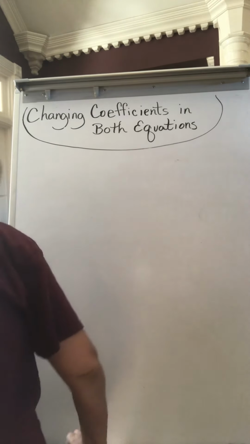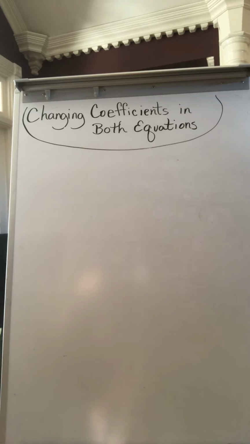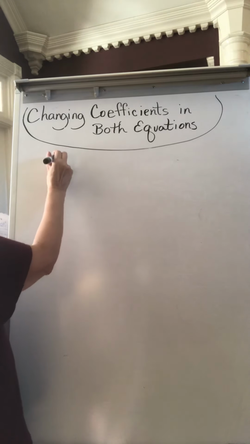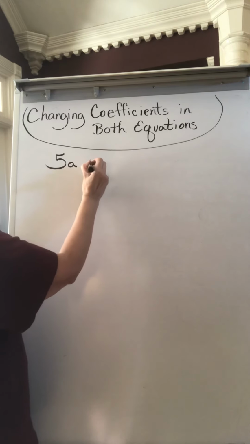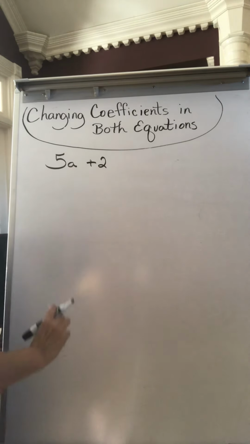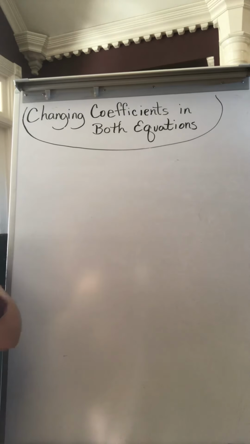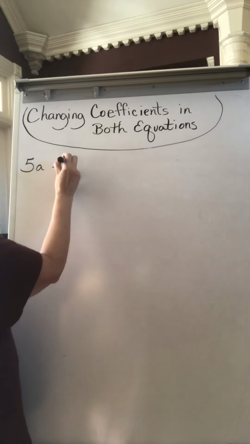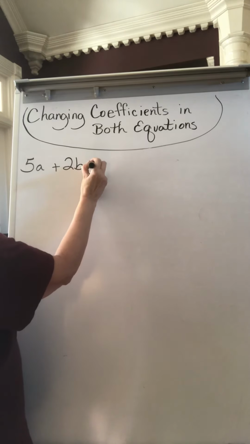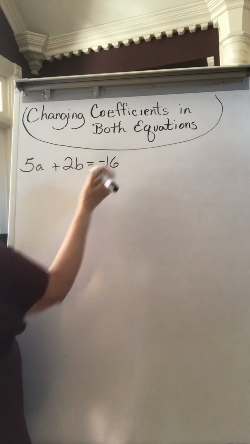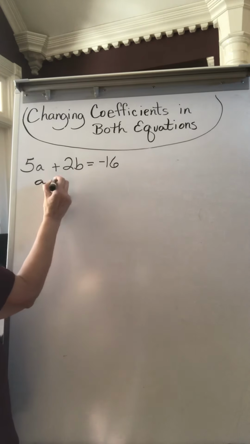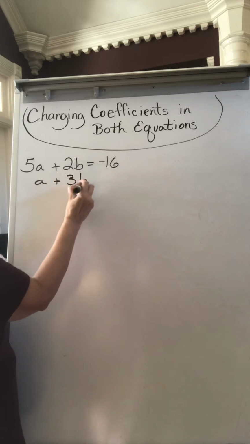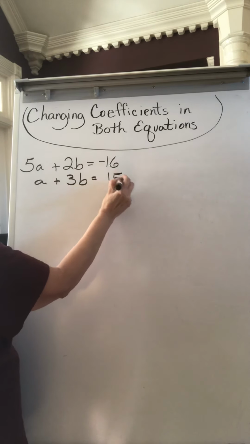Alrighty, let me find a good one. Okay, here we go. 5a plus 2b equals negative 16. A plus 3b equals 15.